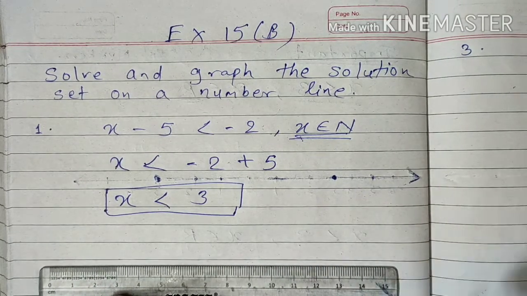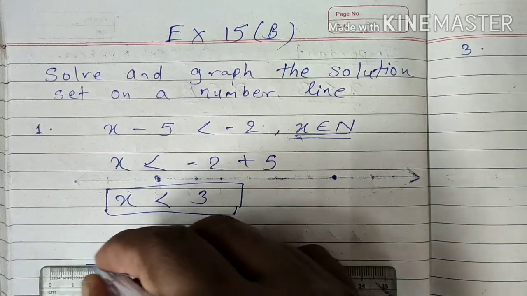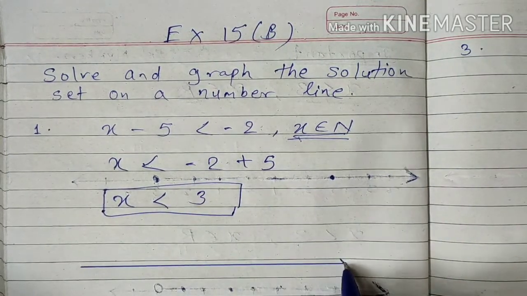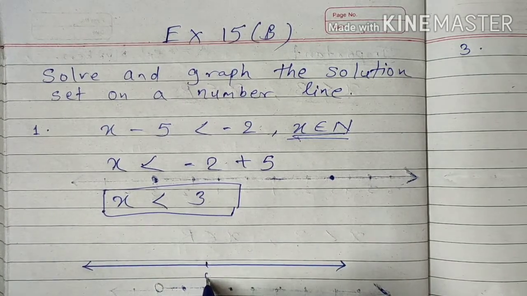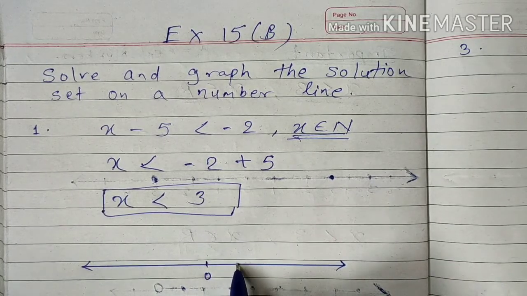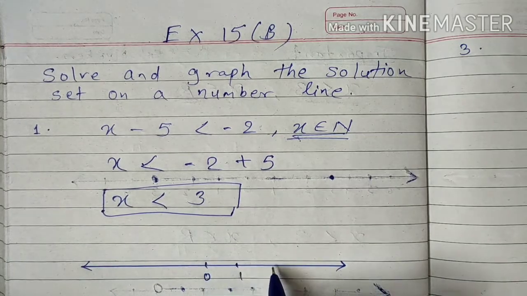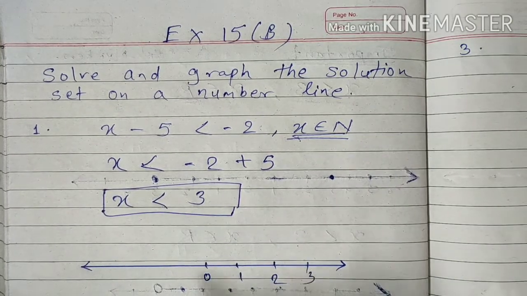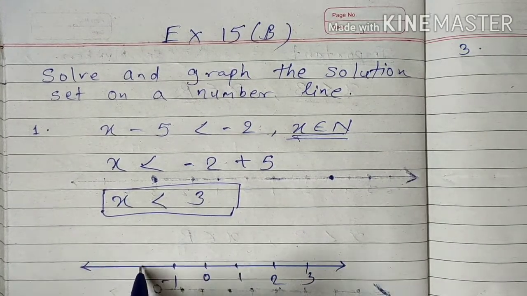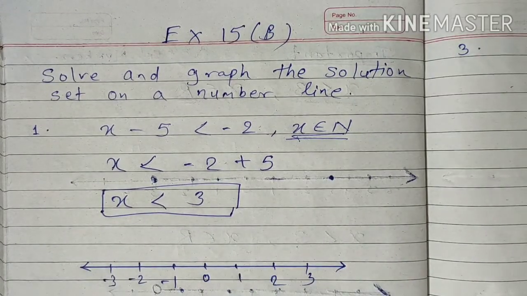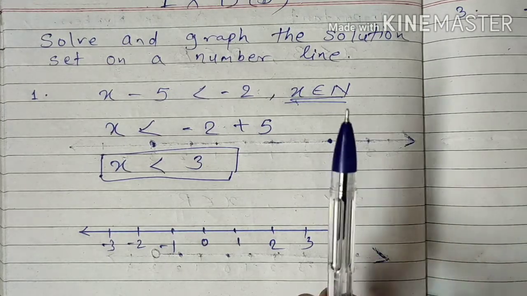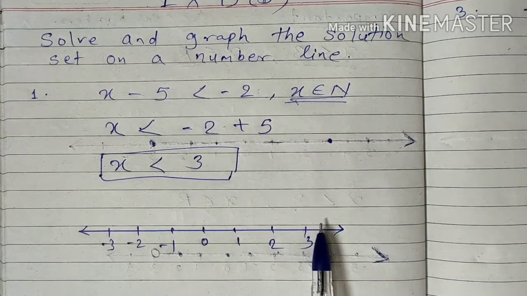So first of all we'll draw the number line. And remember students, draw the number line always with the pencil. Okay, 1, 2, 3, -1, -2 and -3. So here draw the number line with the pencil.